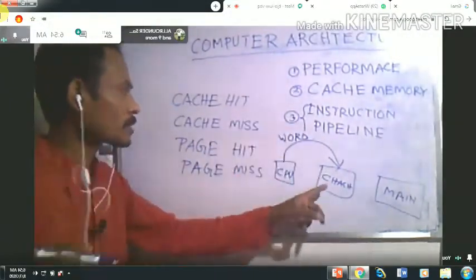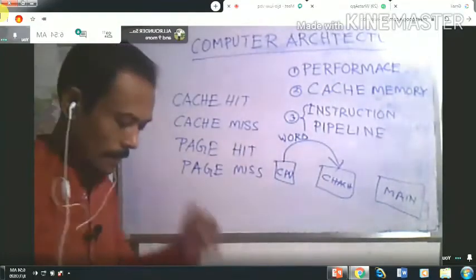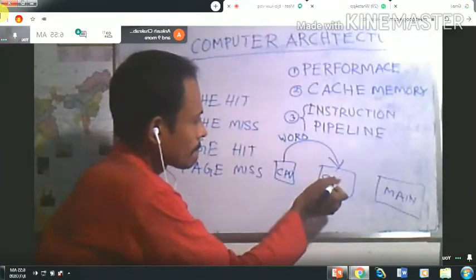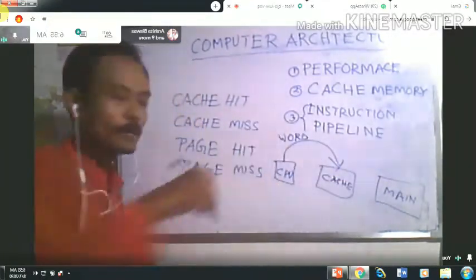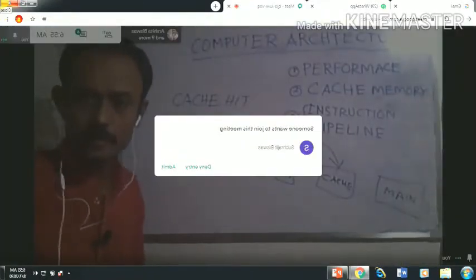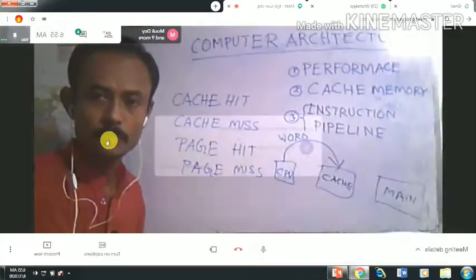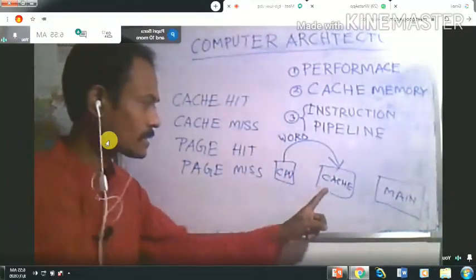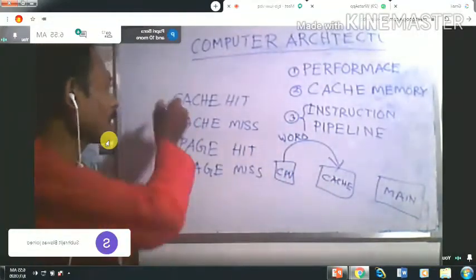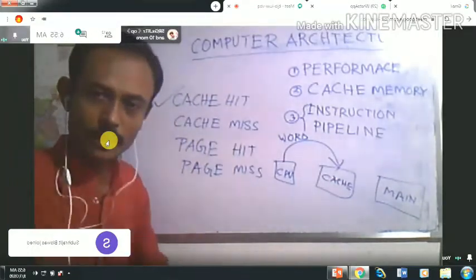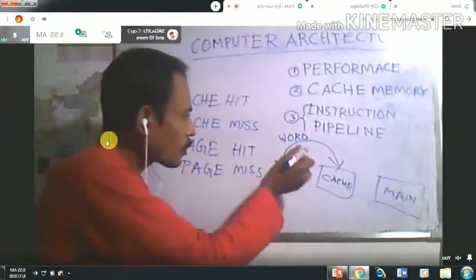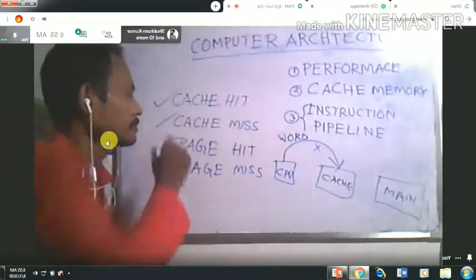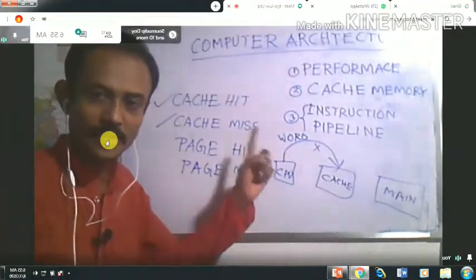When the CPU requests a particular word from the cache memory, if that word is present within the cache, then that is called a cache hit. Now, if the word is not present in the cache memory, then that is called a cache miss. Clear? So this is the cache hit and cache miss.